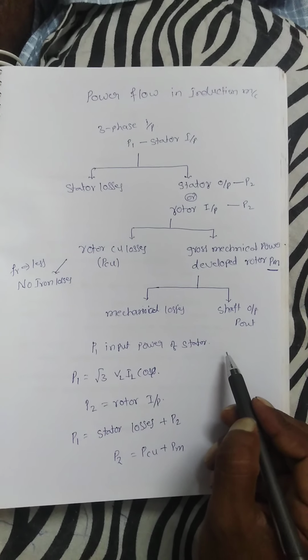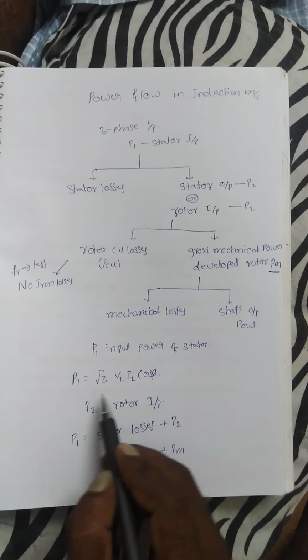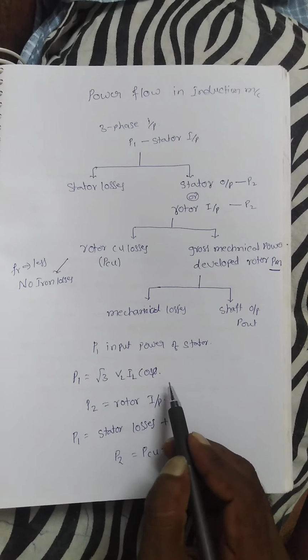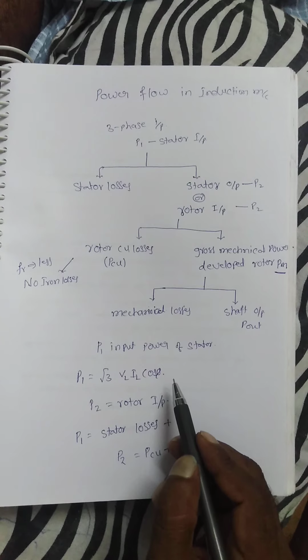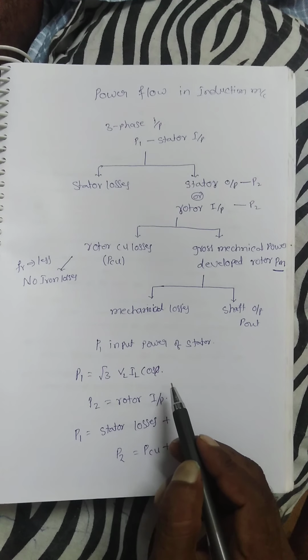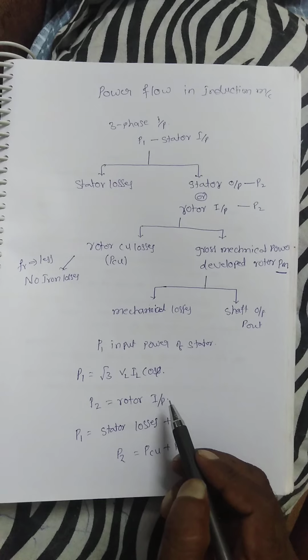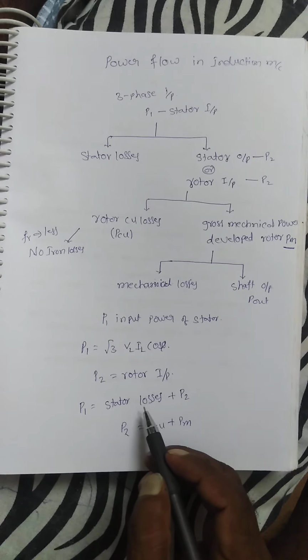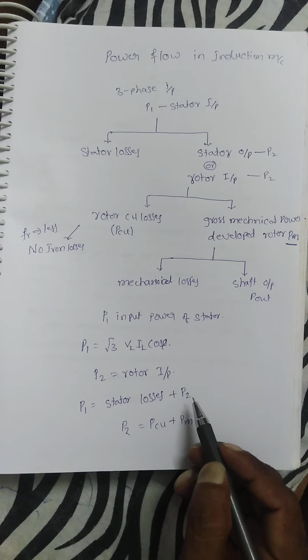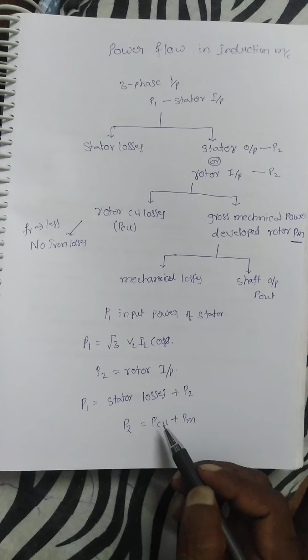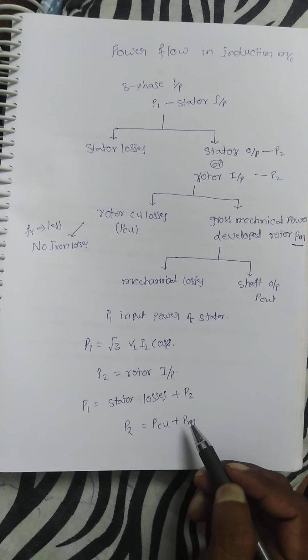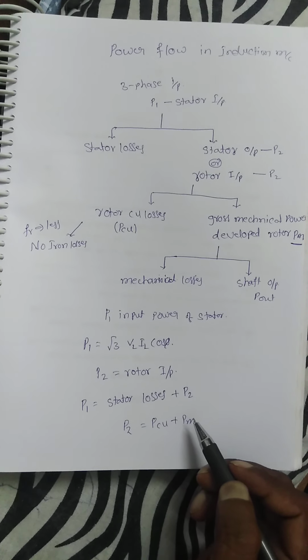So it can be said that P out and the input power of the stator P1 equals root 3 VL IL cos phi, because it is a line value. Always the line value is considered in a three-phase system. And P2 is the rotor input power. Stator input power equals stator losses plus stator output P2, and rotor input power equals rotor copper losses plus rotor output, that is, the mechanical power developed by the rotor.